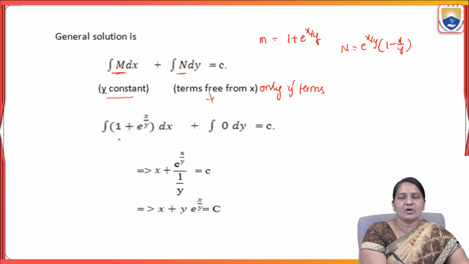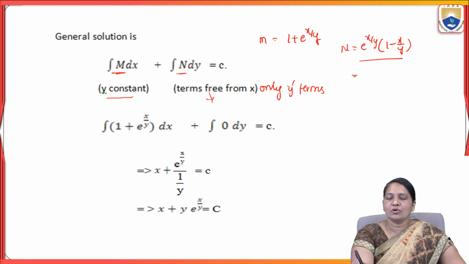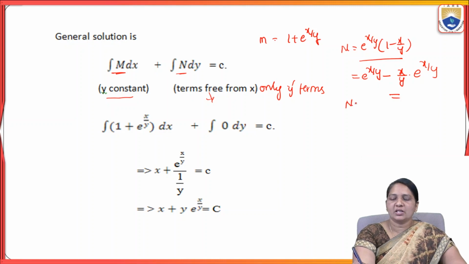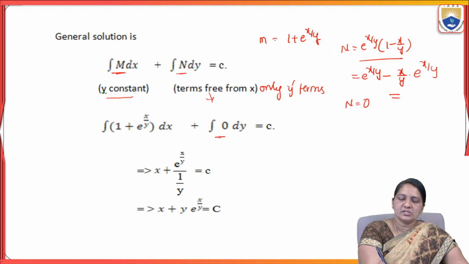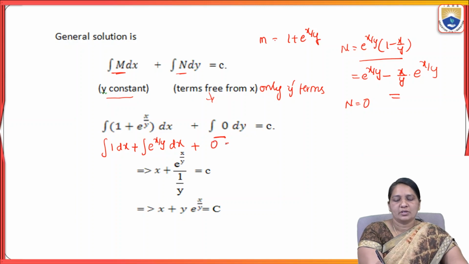So m value, 1 plus e power x by y into dx. Plus here in the n, if you multiply, we get e power x by y minus x by y into e power x by y. There are no separate y terms here, and there is no possibility to separate the y terms from the given value. So that's why we are taking n value as 0. So here we integrate integral 1 into dx plus integral e power x by y into dx plus integral 0 dy, which is 0, equal to c.